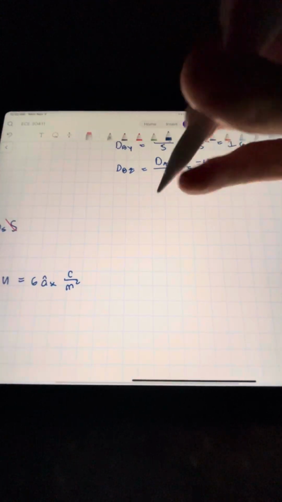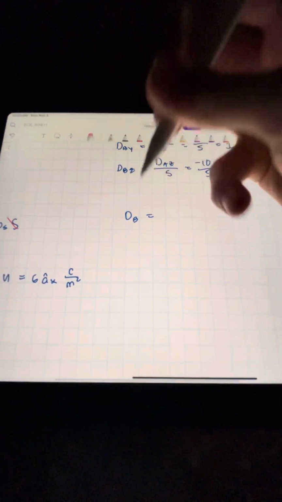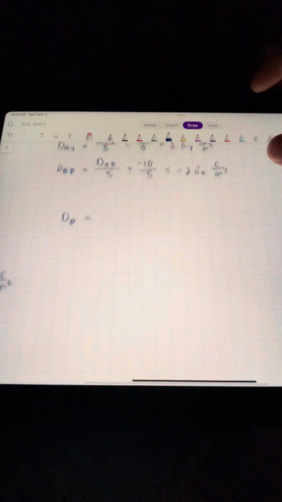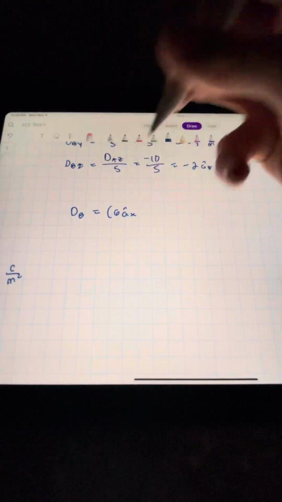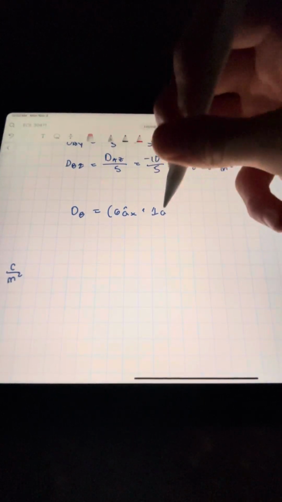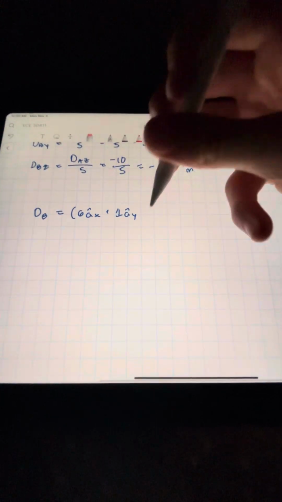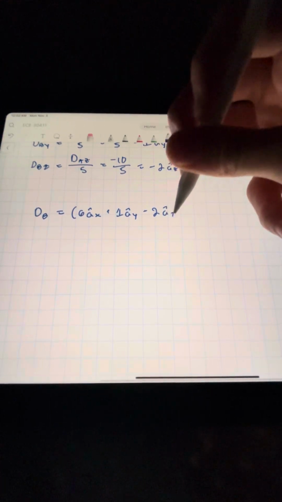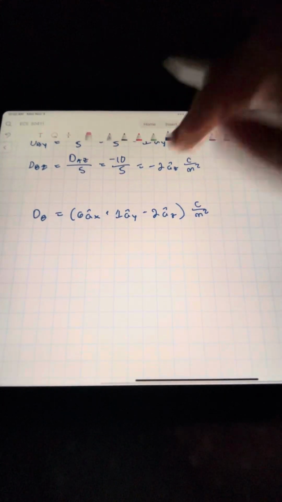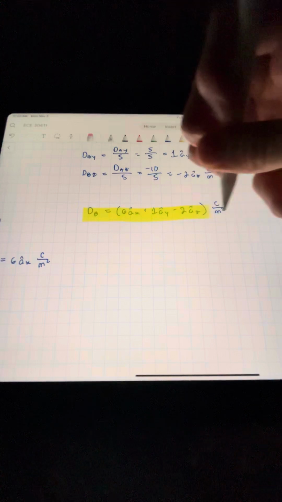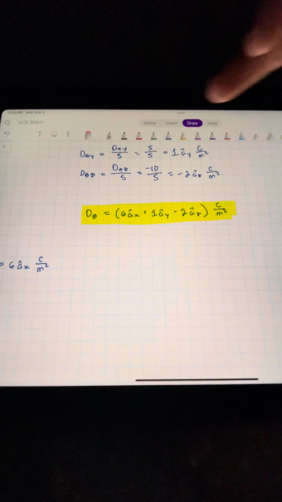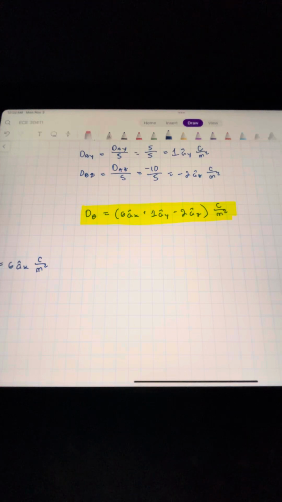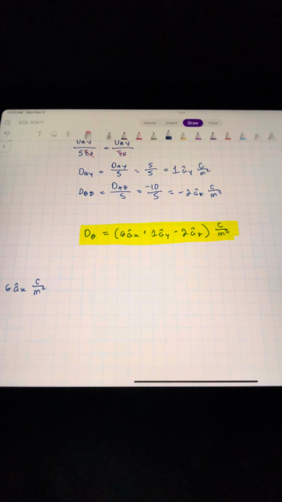And now we have our final answer. The electric flux density in the B region is equal to 6 a sub x plus 1 a sub y minus 2 a sub z coulombs per meter squared. And that is our final answer for this problem. Here the normal component changed because of the surface charge, and the tangential component scaled by the permittivity ratio.